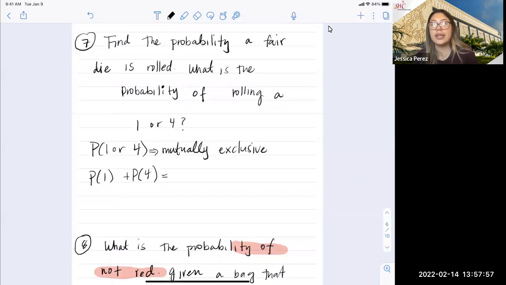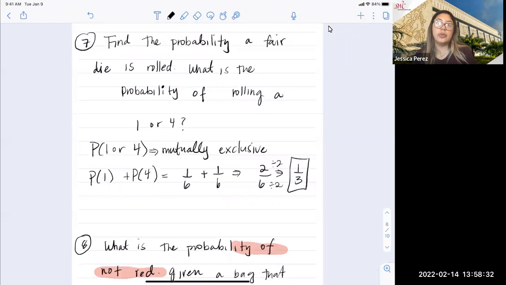The probability of landing a 1, if you throw the die, is 1 out of 6. Plus, you have landing a 4. There's only one 4 on your die, so it's also 1 out of 6. When you add these, you get 2 out of 6. You should know how to add fractions. And lastly, you don't want to leave your answer as 2 out of 6 because you could reduce. They're both divisible by 2, so this becomes 1/3. So the probability of rolling a 1 or a 4 using a fair die is 1/3.